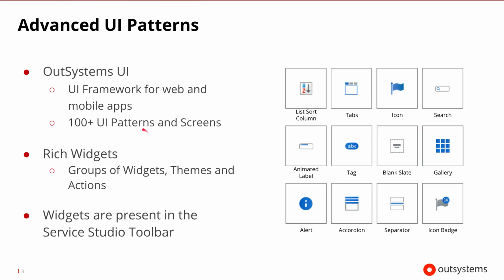Some of those advanced UI patterns will be things like the things we're seeing to the right. Things like setting up tabs inside of a page, being able to use a gallery, or create an accordion or a separator component on a screen. All of these are different UI patterns that will be available, and some of these patterns that we're seeing here, like the list sort column, are actually a rich widget. So we're going to describe two of these in a bit more detail.